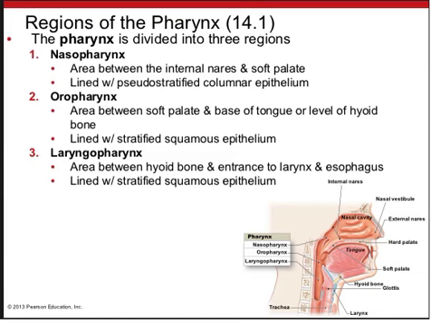In addition, we should point out that it is non-keratinized, which means that it's going to be smooth and slick, and it'll provide adequate lubrication for food and water to ultimately make it from the pharynx into the esophagus. When we discuss the digestive system, you'll see why that's important.